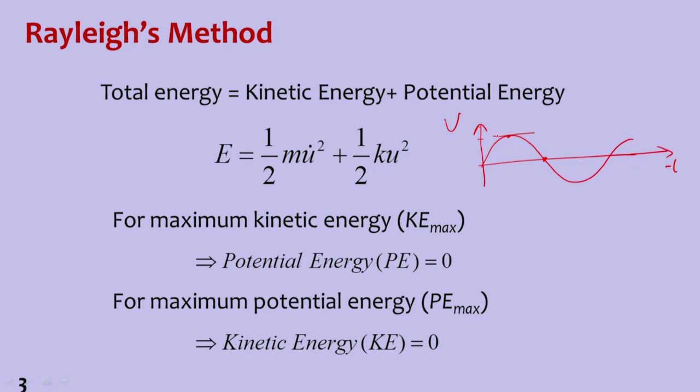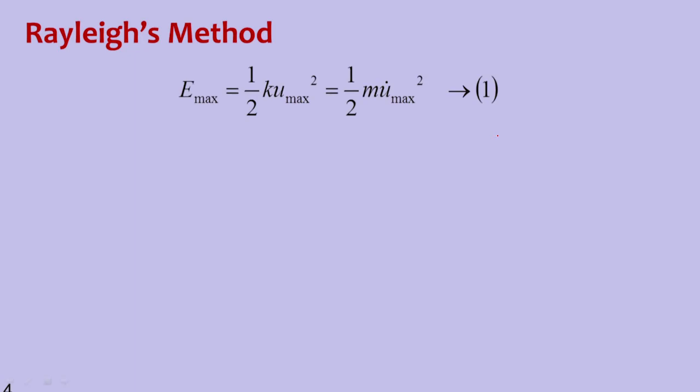Now, using this principle, we can write that half k u max square, that is half k times maximum displacement square, which is maximum potential energy, will be equal to maximum kinetic energy. That means total energy is equal to kinetic plus potential, but maximum kinetic energy is equal to total energy, and maximum potential energy is equal to total energy, so the two maximum values must be the same. Then here we are making an assumption of a displacement function.